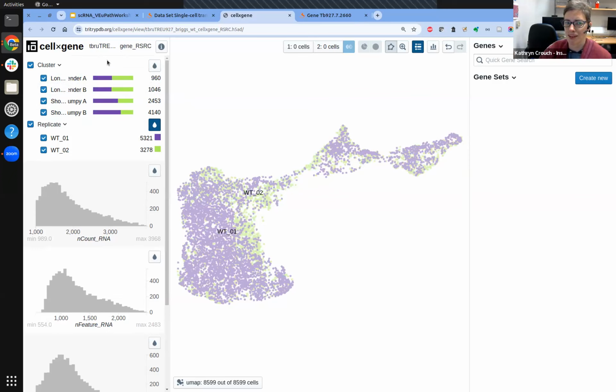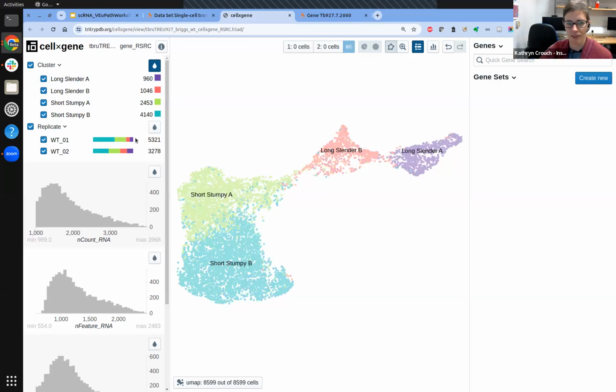So I can confirm here that these two replicates were pretty similar in the slender form, and that there were slightly fewer stumpy form ones in replicate 2 than replicate 1. But again, overall, I'm quite happy with these two replicates. And you get the converse here now. So now the wild type here are coloured using the colours up here to again show you the proportions of cells in each of those two replicates.